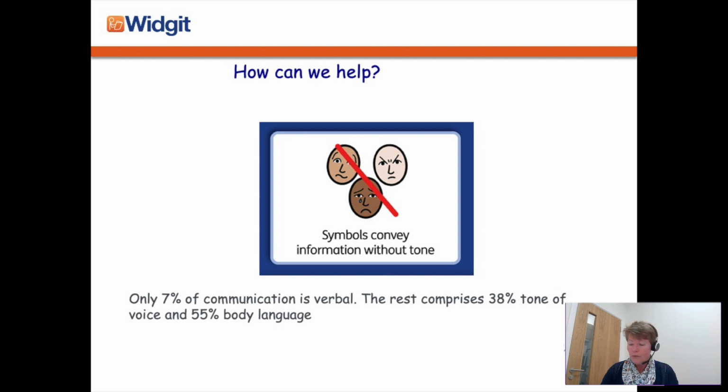So, do you want to eat sausages or fish fingers, or do you want to write with a pencil or a pen? So you're giving them that choice. But if it's done via a symbol, again, you're taking out any of that kind of reaction to that demand. So symbols are really useful in that respect.